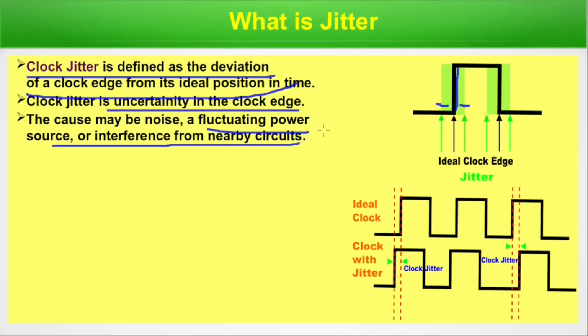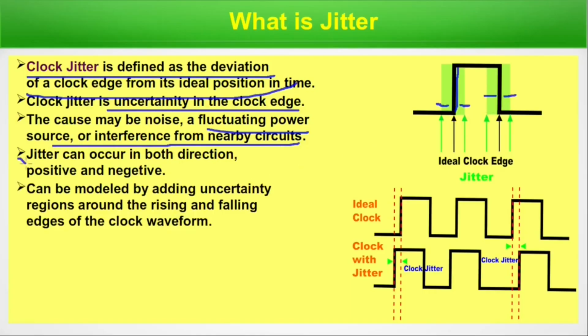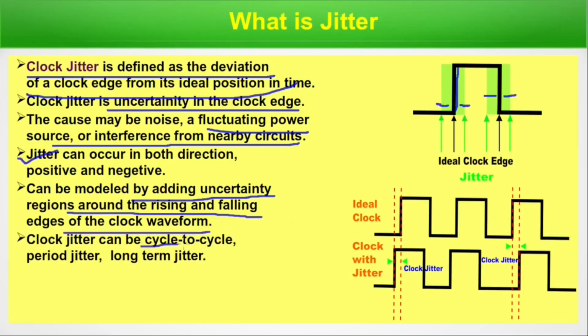Jitter is very much present in circuits. Now, jitter can occur in both directions, positive and negative. We can see that the uncertainty is in both directions. This clock edge might come earlier, this clock edge might come later. So, in both directions. It can be modeled by adding uncertainty regions around the rising and falling edges of the clock waveform. Clock jitter can be cycle to cycle, period jitter and long-term jitter. There are different types of jitter also. So one is cycle to cycle jitter, another is period jitter, another is long-term jitter. These are common jitters. So we are done with this slide and now let's move to the next slide.